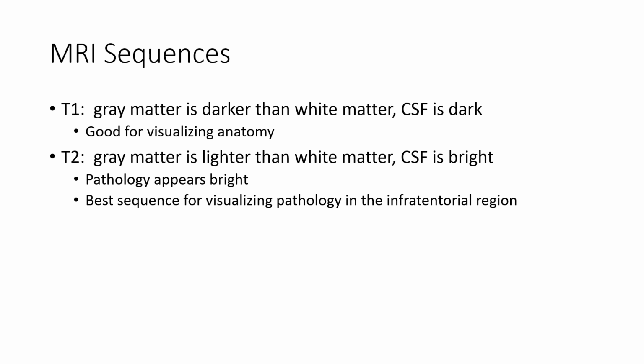A T2 sequence, on the other hand, is opposite. Now your gray matter is going to be lighter or brighter than your white matter, and your CSF is bright. Now on T1, a lot of pathology will never show up. There's no T1 correlate of a lot of tumors or abscesses and inflammatory disorders. T2 is a much better scan to look for pathology because pathology appears bright.